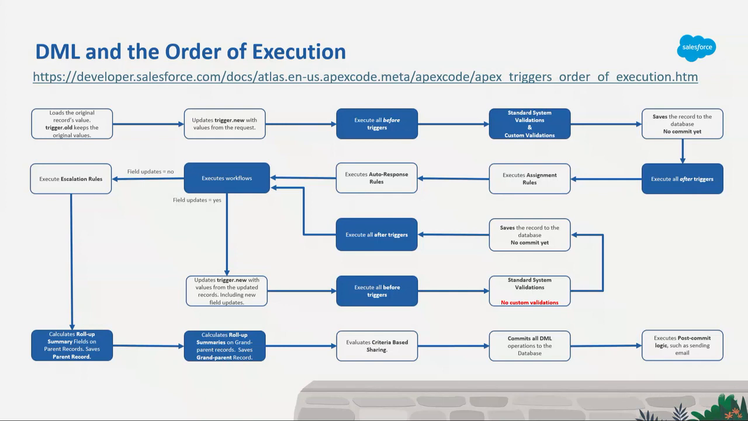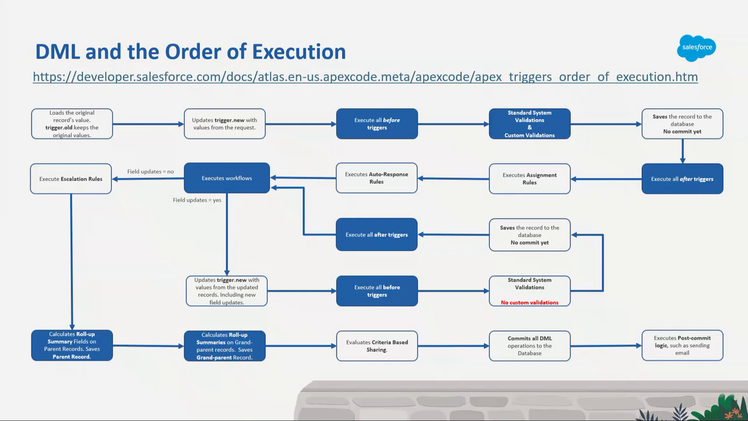And keep in mind that all the DML that you have in those triggers will, of course, run this very same diagram from the start for the other records. Then if you have workflows in place, and in the workflows, if you have field updates, then it starts to execute the triggers again. So working on the before update triggers and after update triggers and getting back to the workflows again.